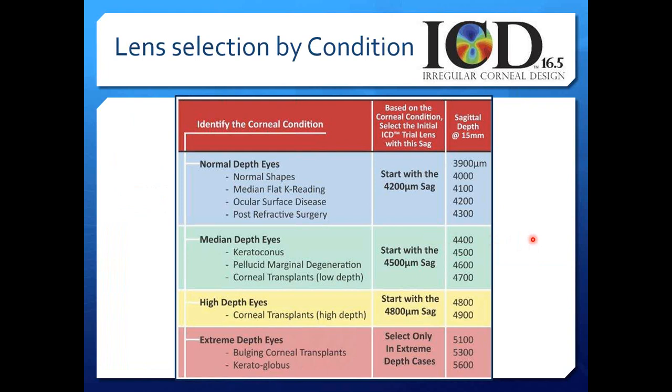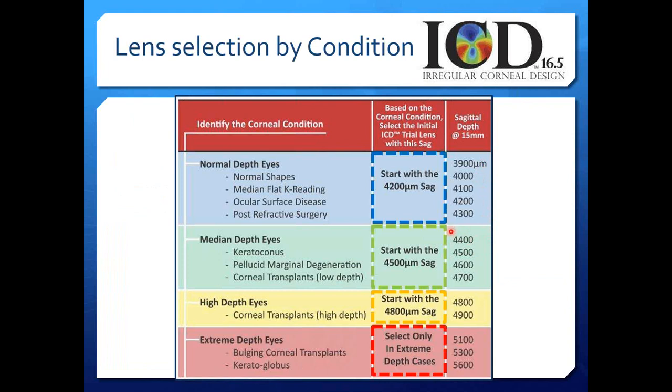Remember that your ICD comes in different sagittal depths, 3,900 microns, then up to 4,000, 41, 42, 43. It keeps going up by 100 micron increments. If a keratometer is the only method you have of fitting your ICD lenses, then think about the condition you're dealing with. If it's a normal shape eye, then you would go right to the 4,200 micron lens.